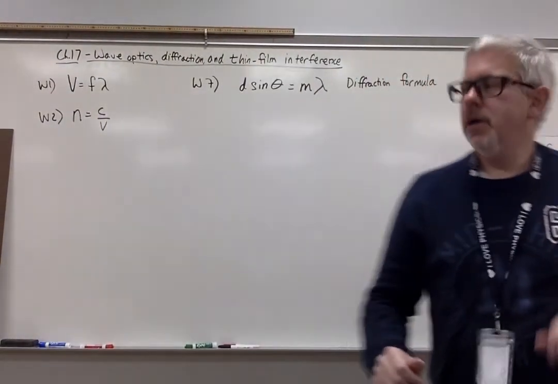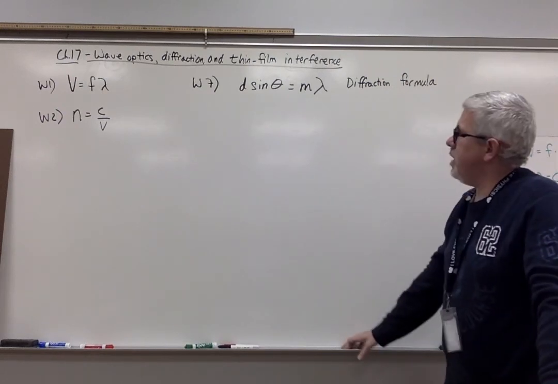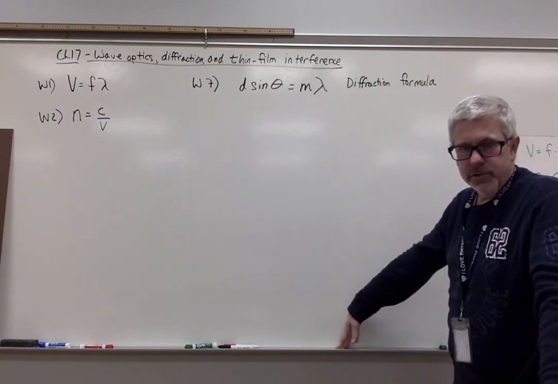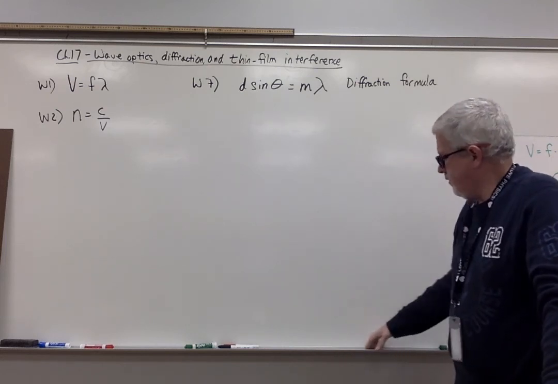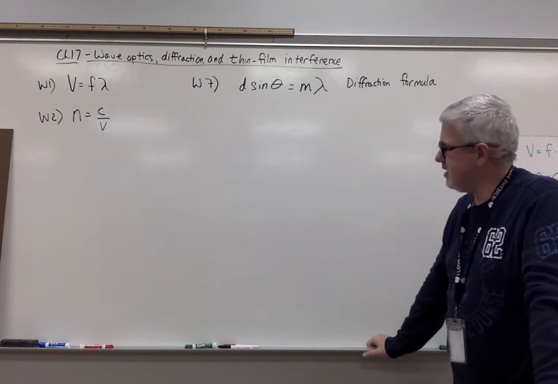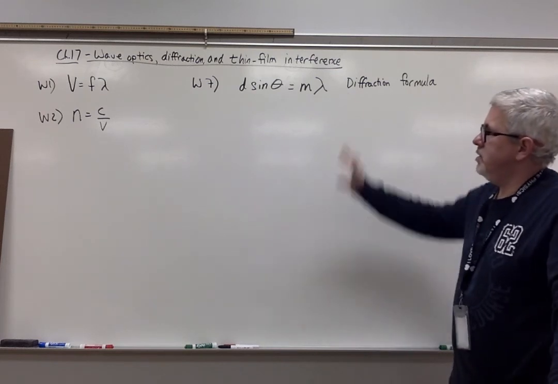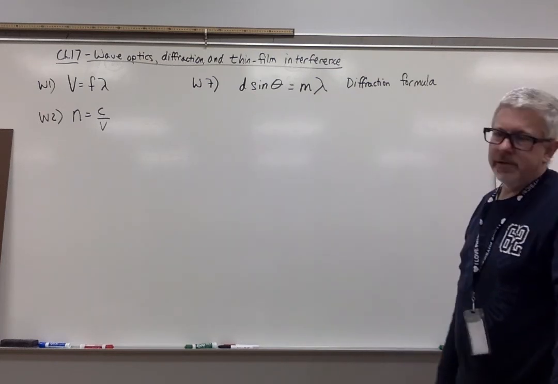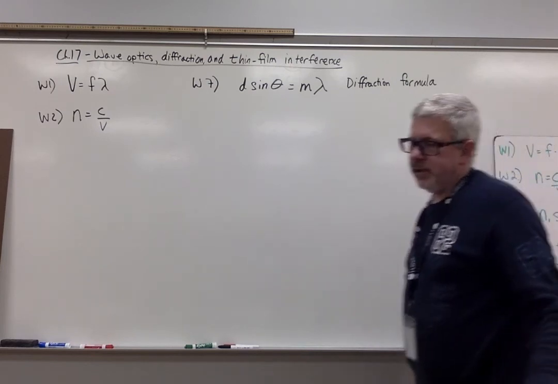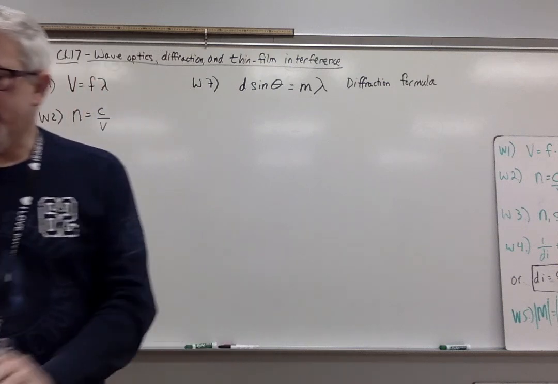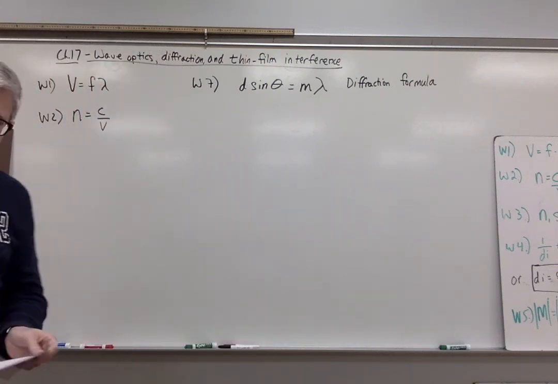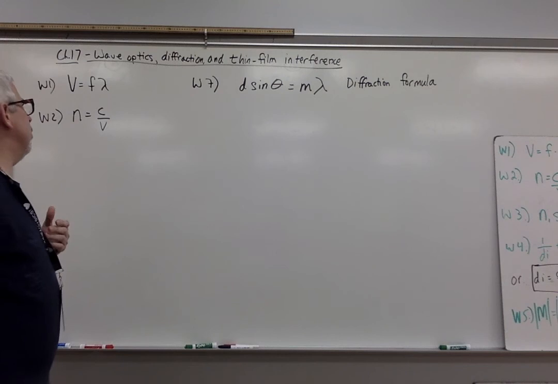There we go. At any rate, this is chapter 17, some lecture and examples. A lot of this is really for cohort A since you haven't been here, but I think it's going to be assigned to both. So this deals with wave optics, diffraction, and thin film interference. I think it really is important to make sure that we talk about some of these things explicitly and give you some examples.